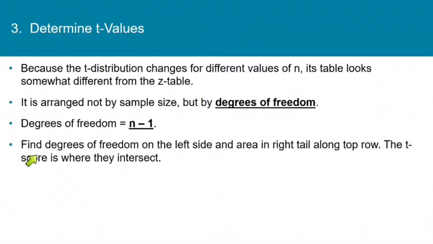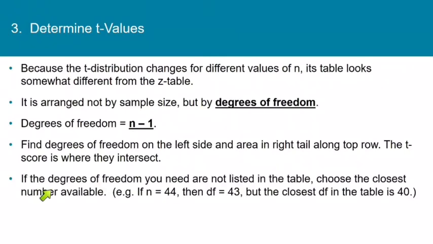So to use the t-table, what you'll do is find the degrees of freedom you need on the left side, and then find the area in the right tail along the top row, and the t-score will be where those two intersect. Now, if the exact number of degrees of freedom you need is not listed in the table, just choose the closest number available.